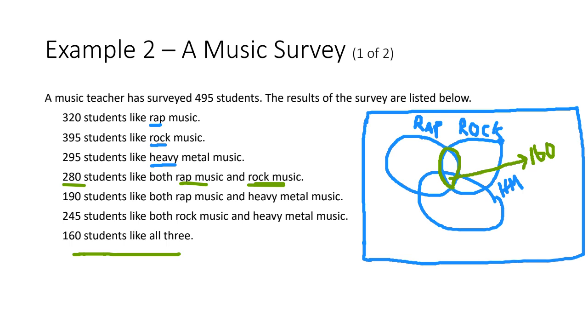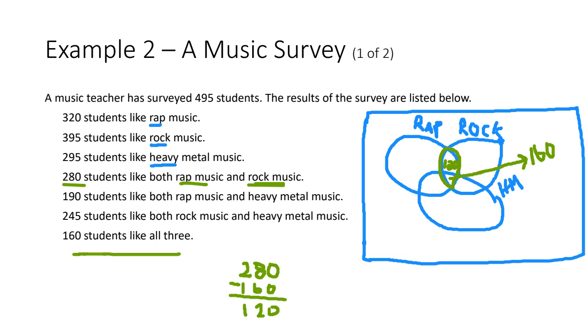So to figure out the ones that only like rap and rock, we can take our 280 and subtract our 160. Okay, so we're going to take 280 and subtract the 160 because we already counted those students when we placed them in this intersection of all 3 circles. And so we get 120. So this little area here would be 120.